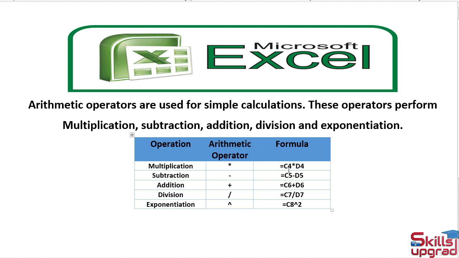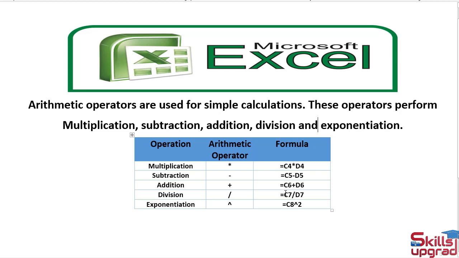The multiplication operator is used to multiply the numbers in cells C4 and D4. The subtraction operator is used to subtract the value of cell D5 from cell C5. The addition operator is used to add the values from cell C6 and cell D6.